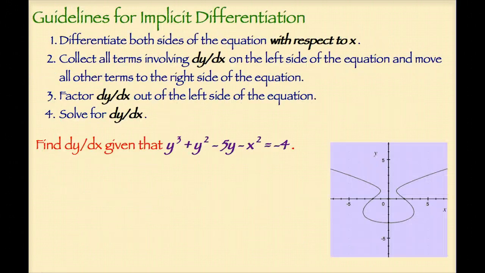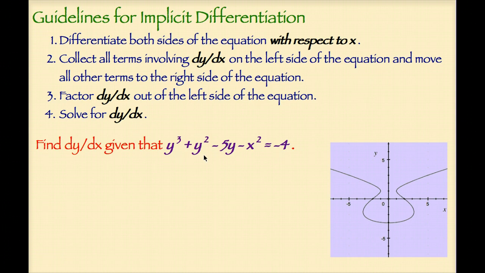Here are some guidelines for implicit differentiation. Differentiate both sides of the equation with respect to x. We're going to go through the equation, differentiating every term with respect to x. Then we'll collect all terms involving dy dx on the left side of the equation and move all other terms to the right side of the equation. Then we'll factor dy dx out of the left side of the equation and then solve for dy dx. This will make more sense once you go through the process once or twice.